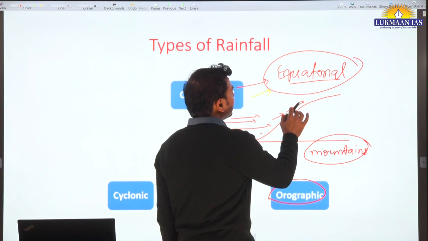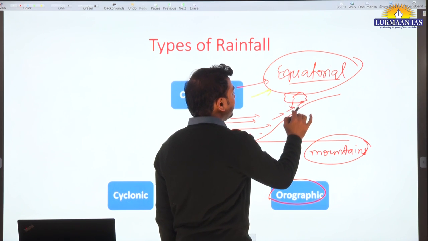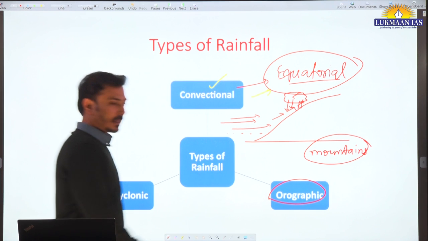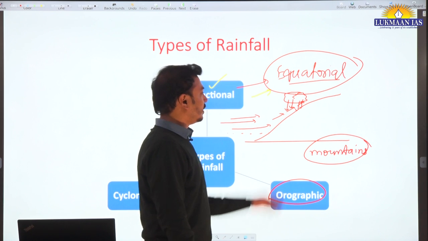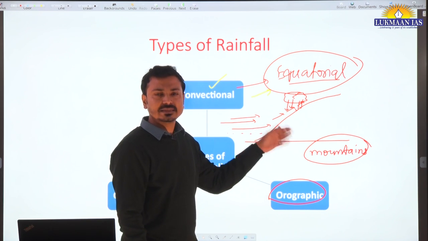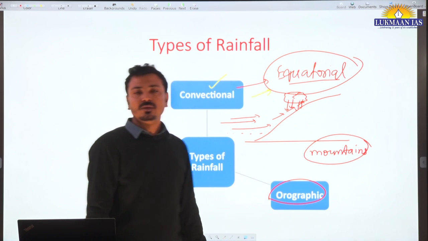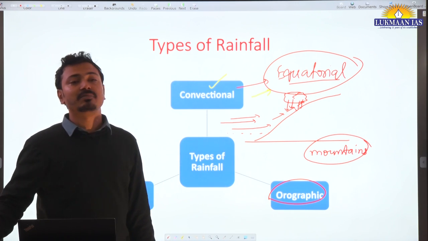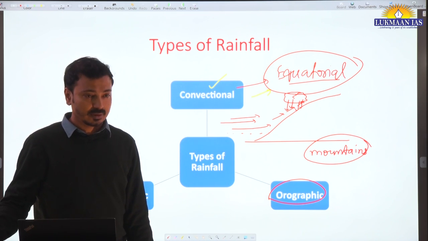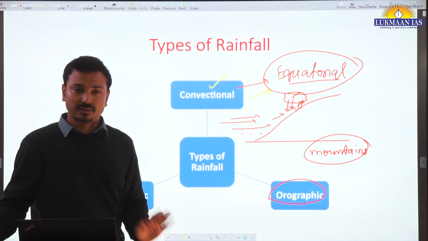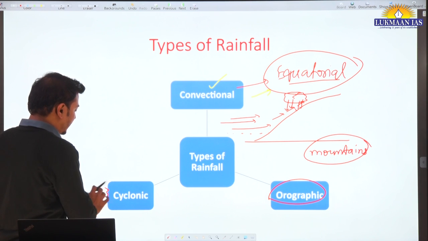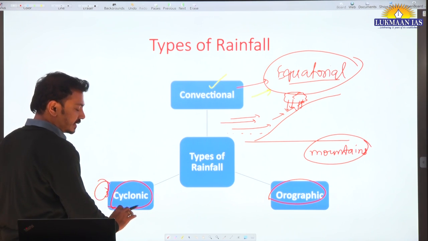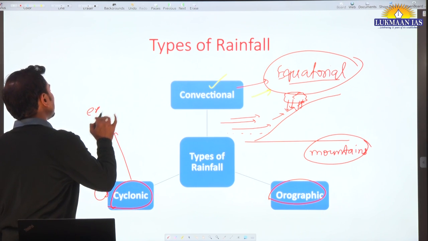When they are climbing, they are becoming cooler and getting condensed and forming the clouds, giving precipitation here. As they are climbing, they are becoming cooler and they are getting condensed and giving precipitation along the western slopes of Western Ghats. This type of precipitation is called as orographic rainfall, and that's why western margins of Western Ghats receive more rainfall as compared to eastern margins. Ye padha hai humne is reason se. Then the third type is cyclonic. Do not confuse this with tropical cyclone. This we are talking here extra tropical cyclones.